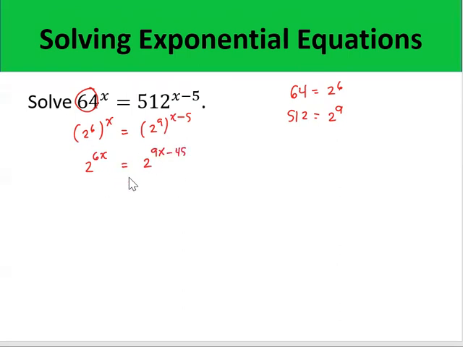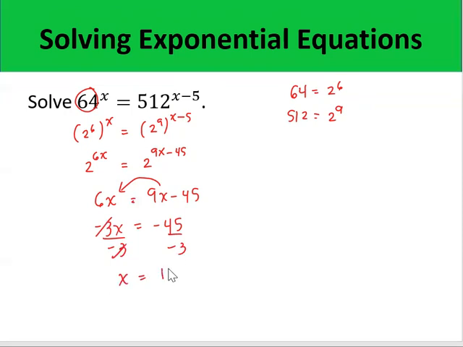So since our equation has the same base now for both left side and right side, then we can just equate the exponent 6x and the exponent 9x minus 45. So transposing 9x to the left side, we get 6x minus 9x, which is negative 3x. And on the right side, we have negative 45. So dividing both sides by negative 3 to solve for x, we get x is equal to positive 15. So this is our solution to this particular equation.